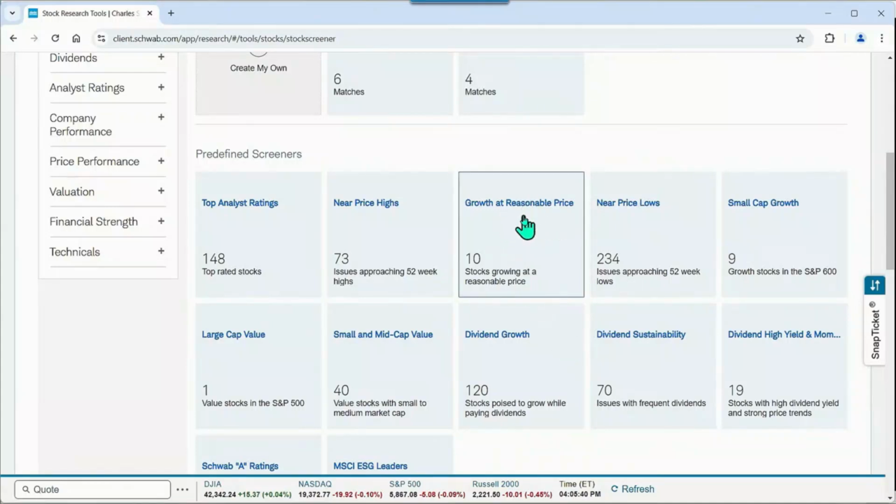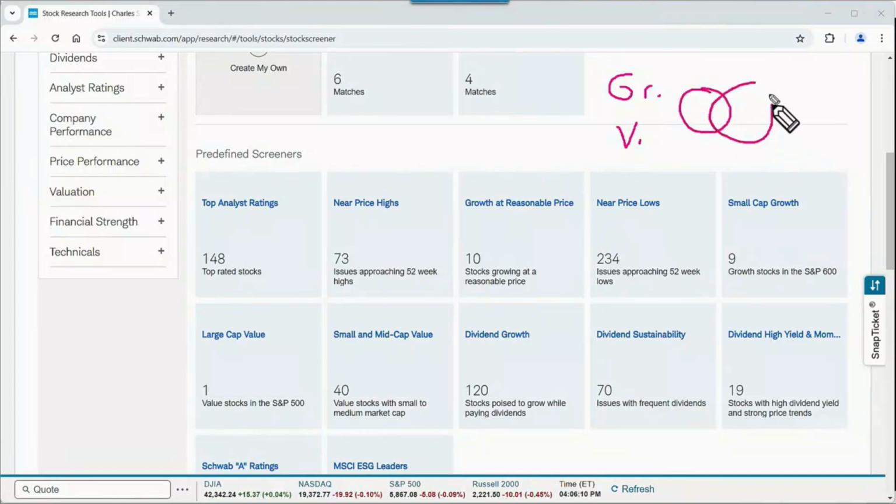What's growth at a reasonable price? Growth at a reasonable price is this. Sometimes we talk about growth investing, and sometimes we talk about value investing, as they're kind of like these two completely opposite things, and there can be no overlap. Well, you know what? If this is growth investing and this is value investing, and this is our Venn diagram here, this is our GARP area here, growth at a reasonable price.